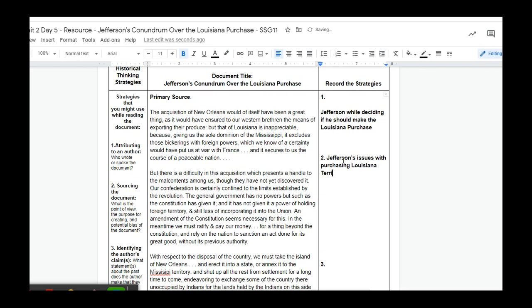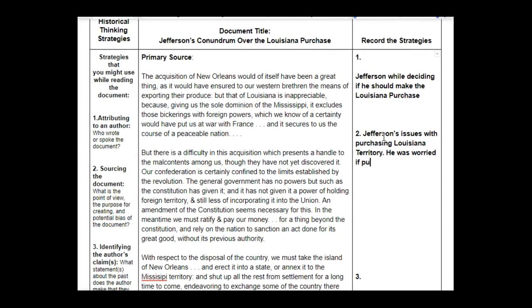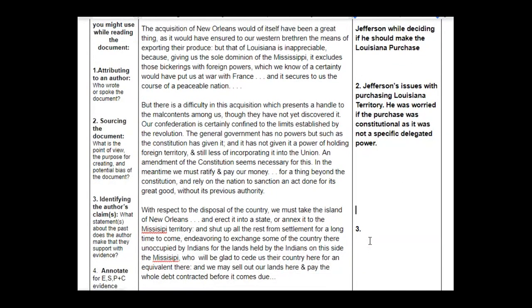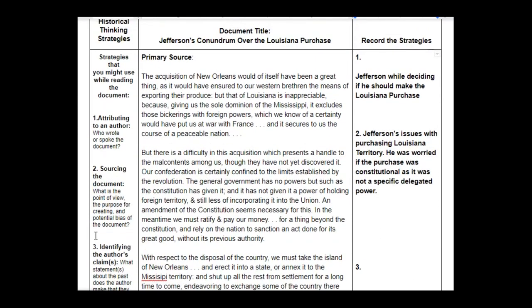Louisiana Territory. He was worried if the purchase was constitutional, as it was not a specific, expressed, delegated, straight out power. So that is going to be based on the blurb, the purpose for the source, the point of view.